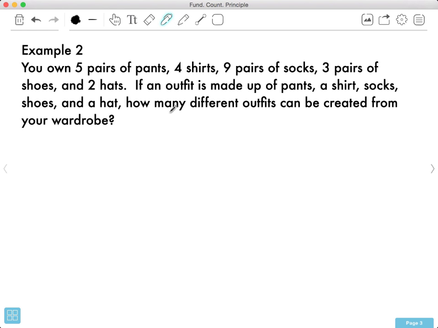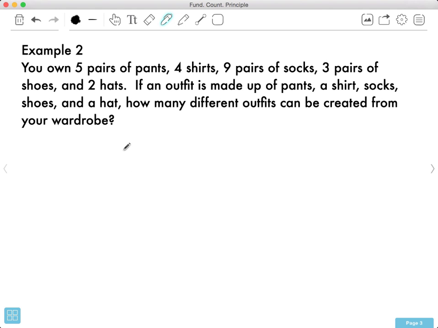For a second example, we'll go without pictures. It says you own 5 pairs of pants, 4 shirts, 9 pairs of socks, 3 pairs of shoes, and 2 hats. So if you're going to make up an outfit that has pants, a shirt, socks, shoes, and a hat, how many different outfits can you make from your wardrobe? Again, we're not worried about whether things go together, just how many possible outfits are there.